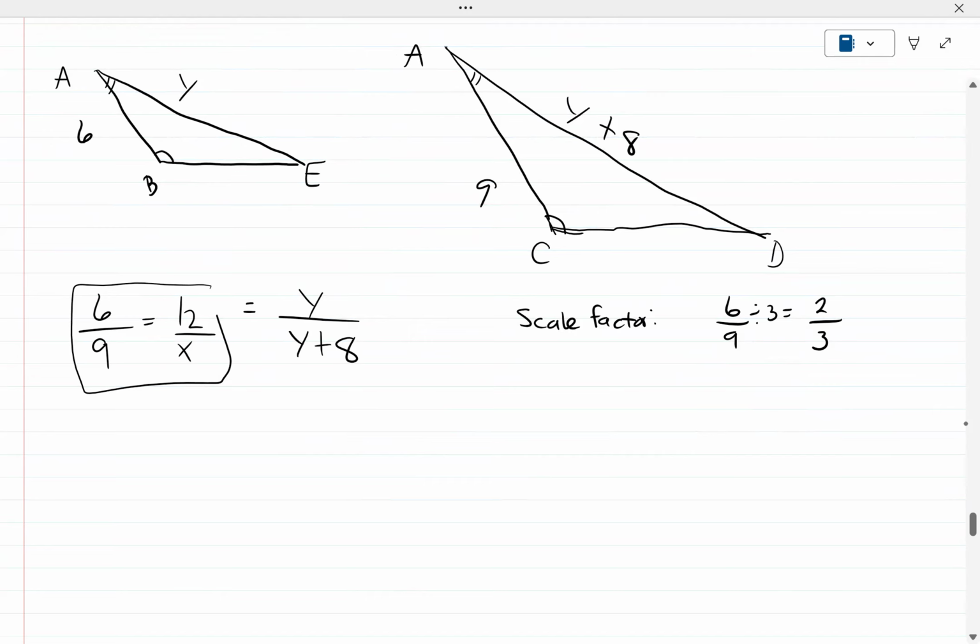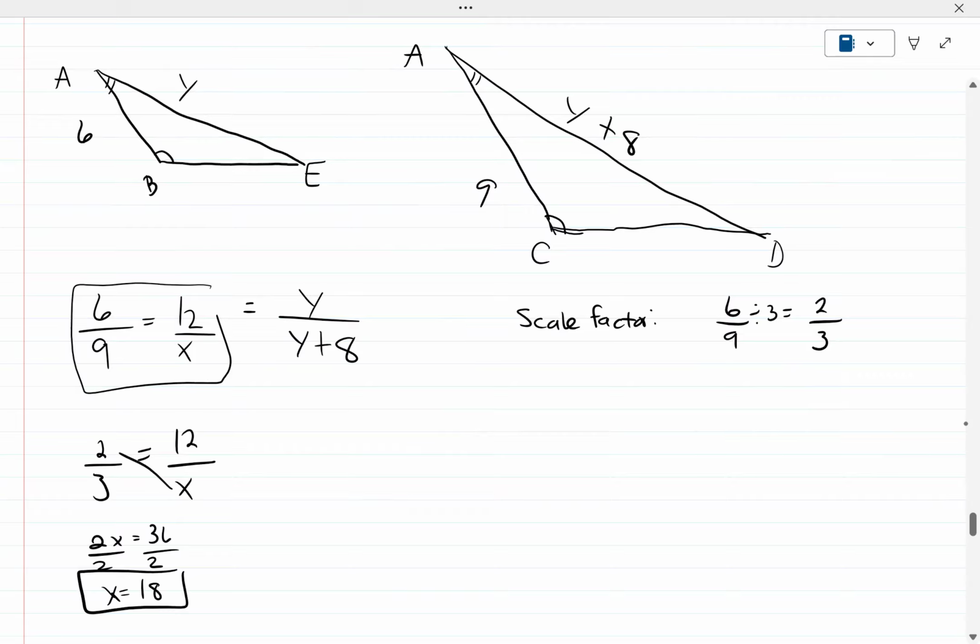So 6/9 can be reduced to 2/3 equals 12 over X. And then just cross multiply. So this is 2X equals 12 times 3 is 36. Divide this by 2. It's 18. Okay, so we found our X.